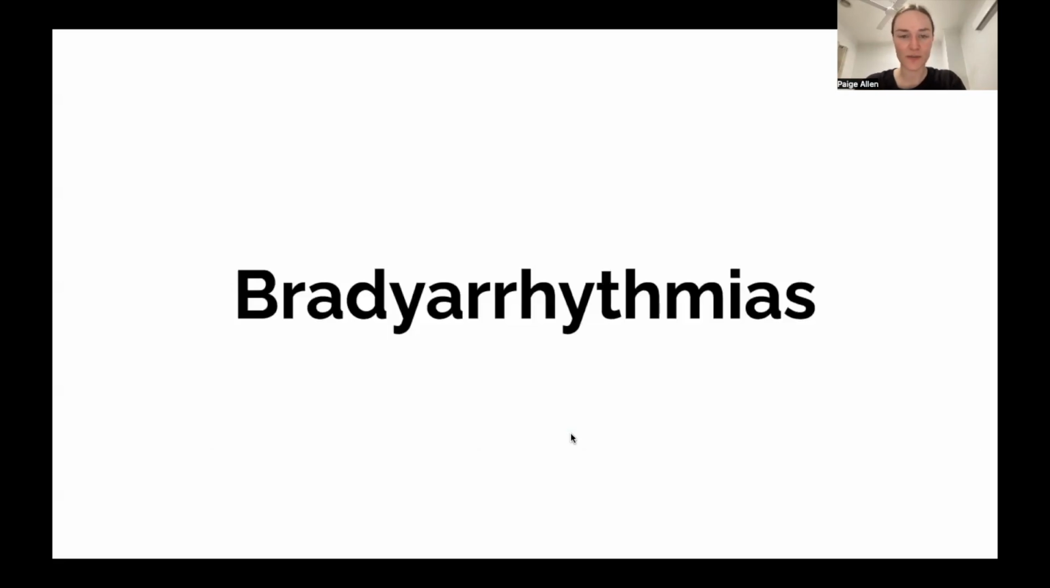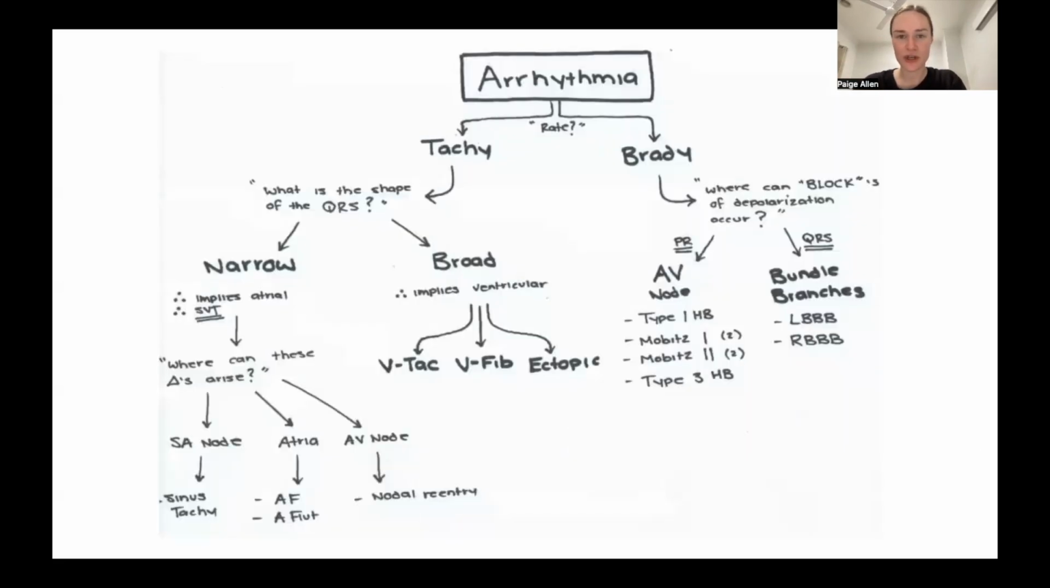All right, so let's talk about bradyarrhythmias. First, I want to show you this flow chart that I inherited from another student. It's a good way of thinking about what's happening in the different arrhythmias and what the underlying problem is. So in this case, we'll start with the bradyarrhythmias. Really, bradyarrhythmias happen because you either have a sinus bradycardia or there's some sort of block. And that block can either happen at the AV node, in which case you're going to see some change in the PR section, or you're going to have a block that happens in the branches, and that's going to be seen in the QRS complex.